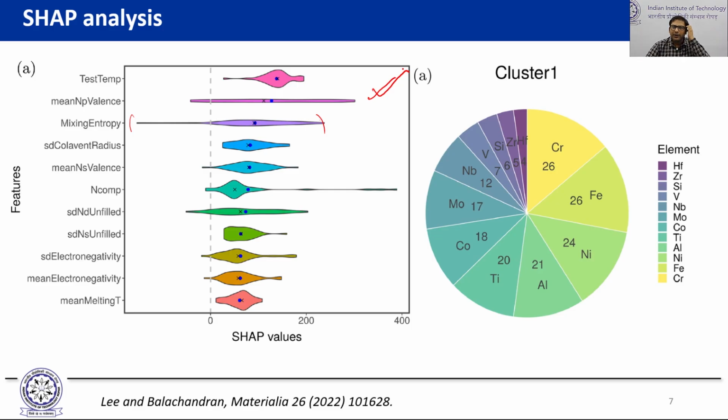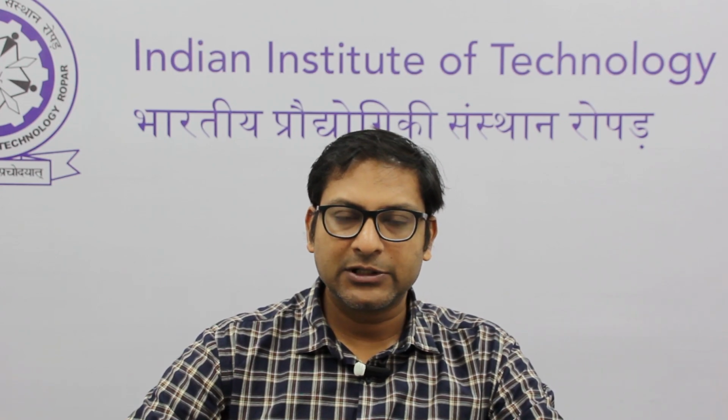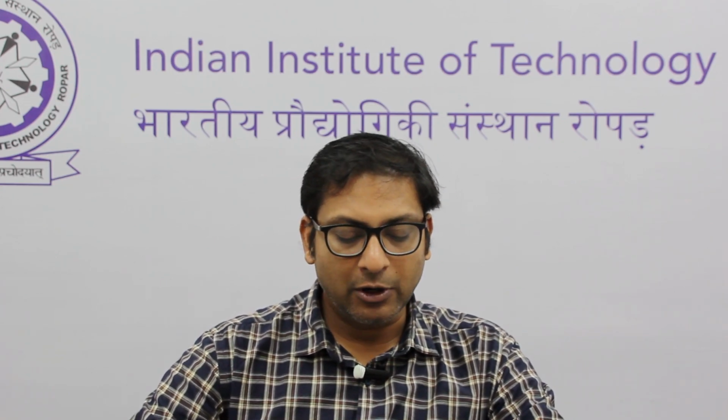Now, what would have happened if you had done this type of analysis without dividing the alloys into clusters? You would be seeing a much larger spread. In fact, if you go back to the previous figure, you will see that if you are trying to combine these SHAP plots by looking at all of the alloys together, you will have a lot more spread in the SHAP values of the features, and it would be very difficult to really isolate the feature contributions because the features seem to be contributing differently in different clusters.